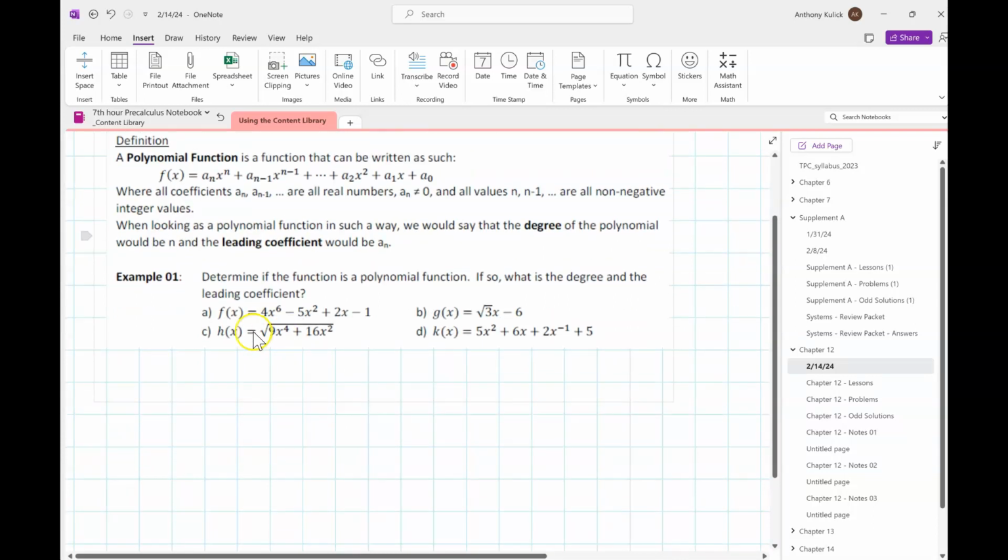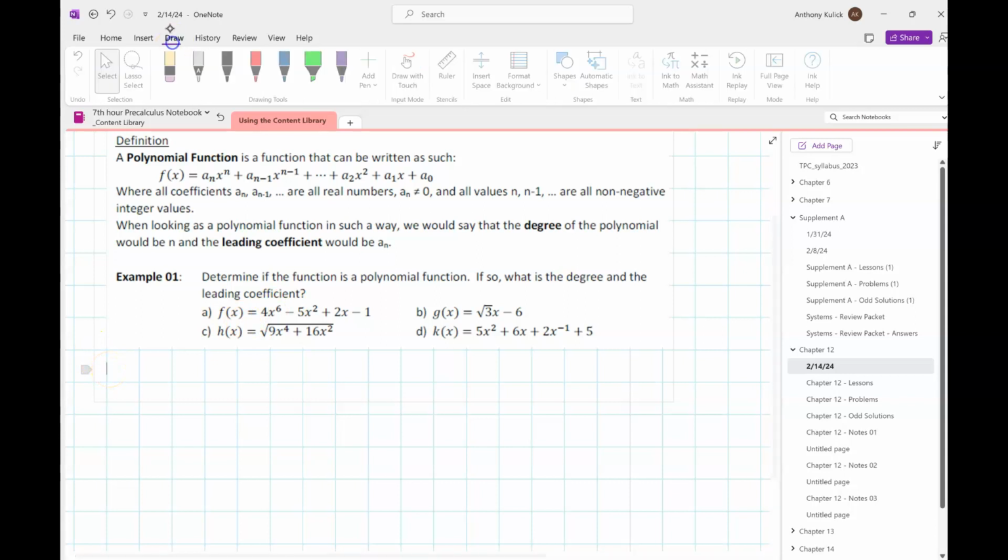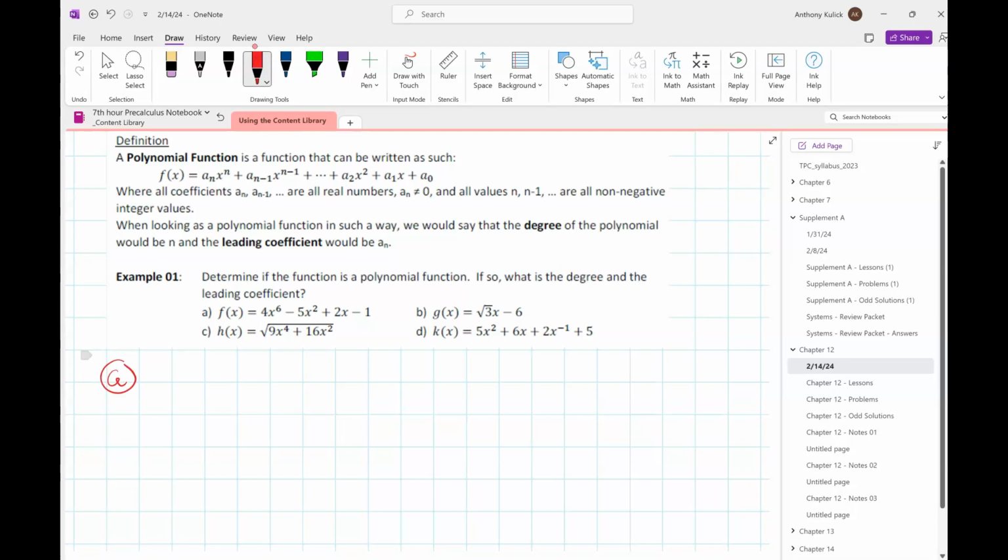So let's take a look at some examples here. First things first, we'll decide if this is a polynomial or not. And if it is a polynomial, we're going to give the degree and the leading coefficient. So take a look at A. F of x equals 4x to the 6 minus 5x squared plus 2x minus 1. Is that a polynomial? Yes or no?